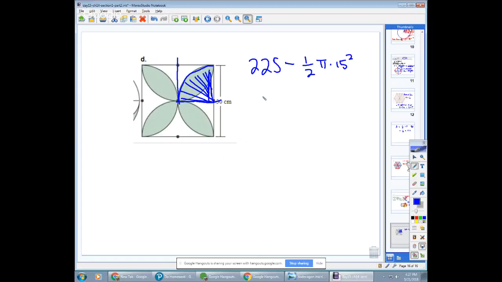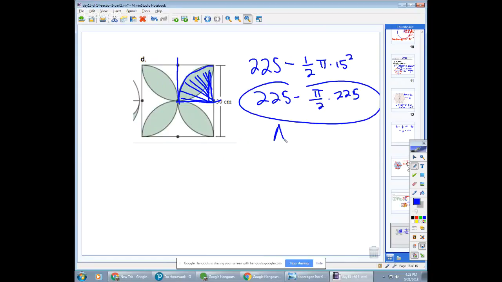Cleaning that up a little bit, I've got 225 minus 1/2 pi. I'm going to write that as pi over 2 times 225. Now, I really can't do too much with this because I can't touch pi. I could try and factor it, but that's not going to help. The question is, what area did I just find right there? Area of what?